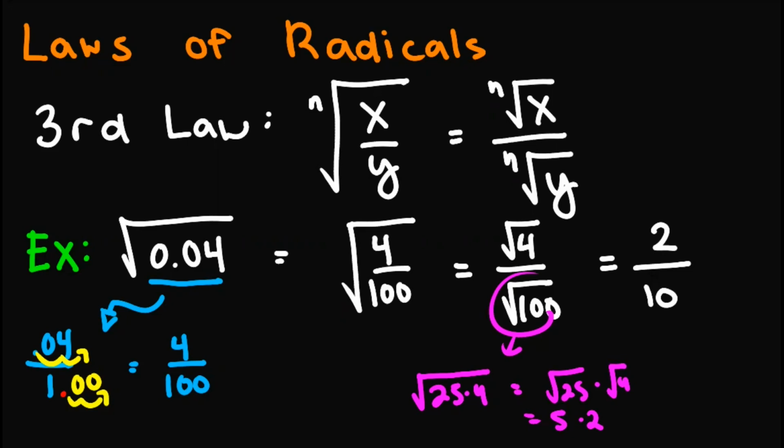And this one out here is now the answer for this. Or you can actually simplify it. So 2 over 10 is equal to 1 over 5. So that is how we apply the third law.